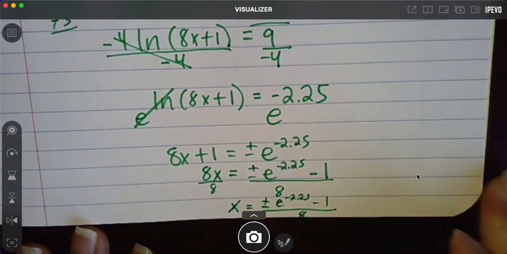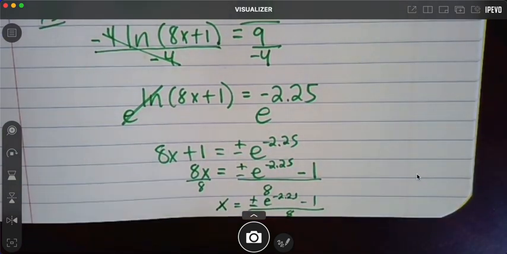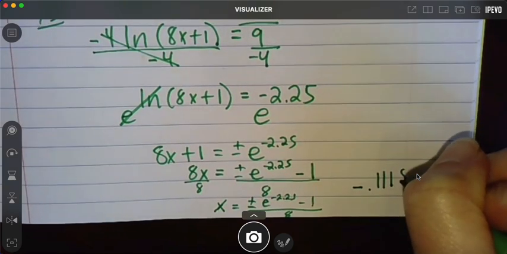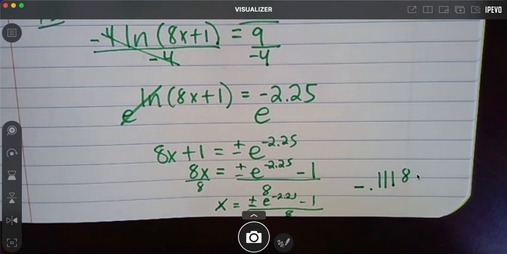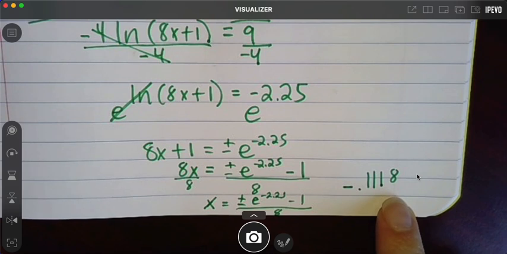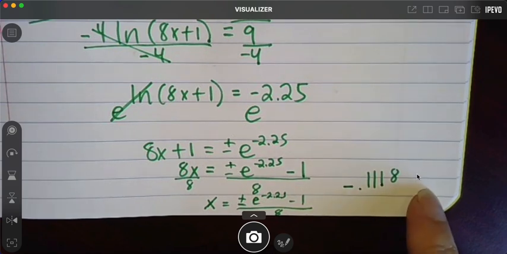Now, I got a decimal. Let me see what I get. I'm going to plug in my positive. Let me finish this one. A positive E to the negative 2.25 minus 1, divided by 8. There's no 8E. That's an 8. So I get for my first one negative 0.1118. I'll just leave it to 4 decimals. That's not the number I got.